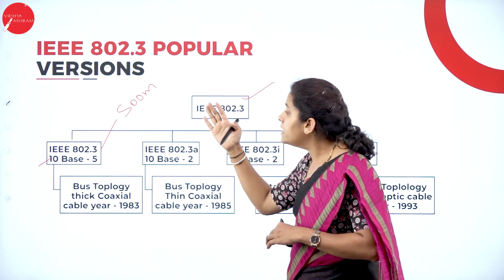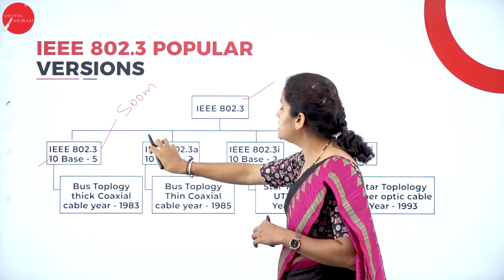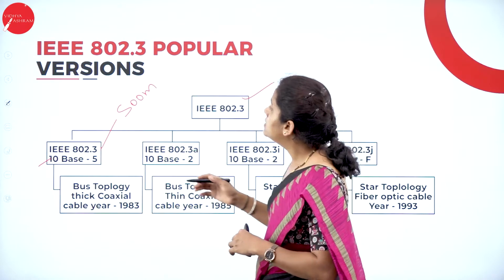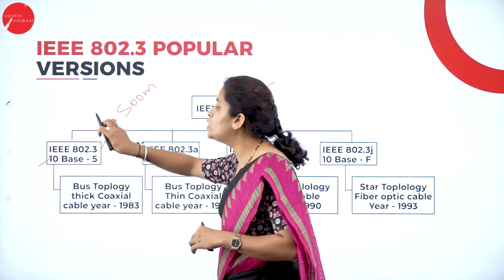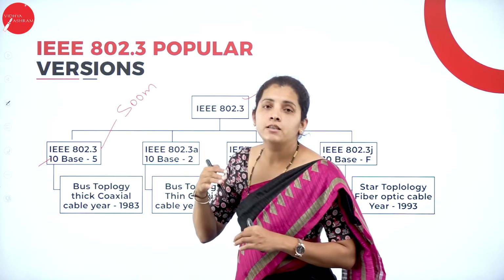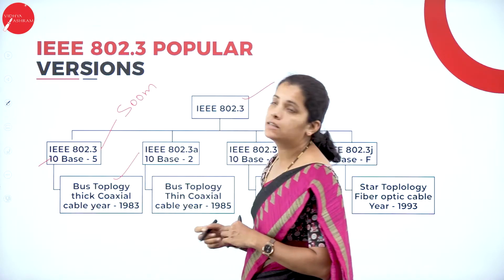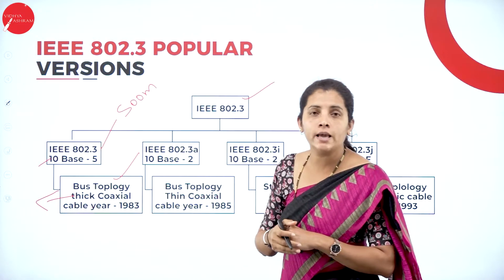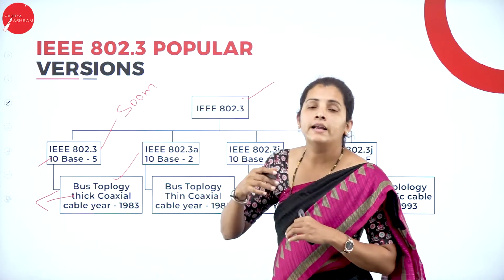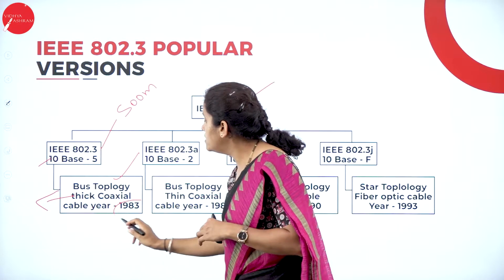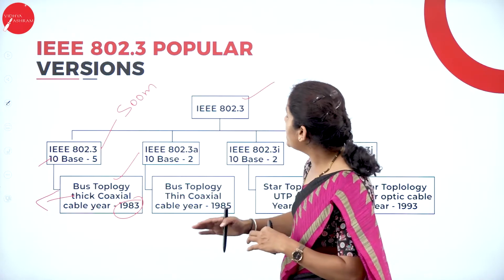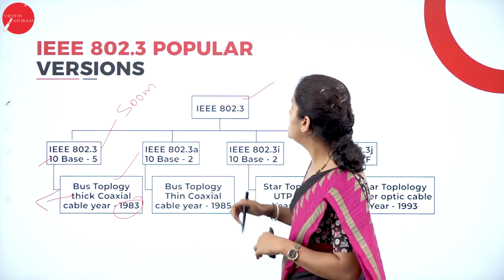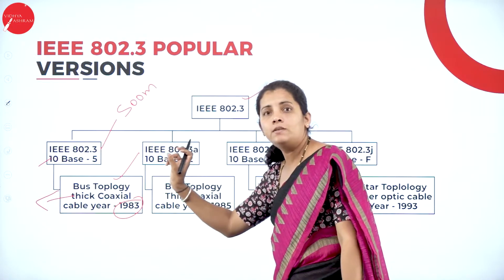Whereas the next version here is IEEE 802.3A. Before that, the IEEE 802.3 is mainly used in bus topology, and it uses thick coaxial cable for transmission, and it was established in the year 1983. Whereas the second version of IEEE 802.3, here it is 10 base 2.